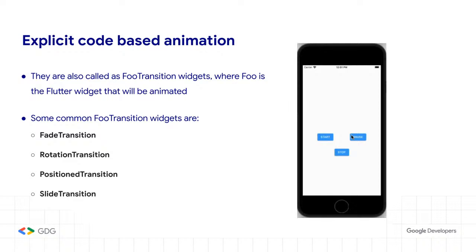So the explicit code based animations are also called Foo transition widgets, where Foo is again the Flutter widgets that will be animated. In implicit animation, we saw animated Foo widgets, and in explicit, they are called Foo transition widgets. Some common Foo transition widgets are fade transition, rotation transition, and there are many more.